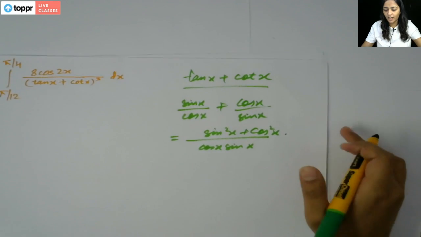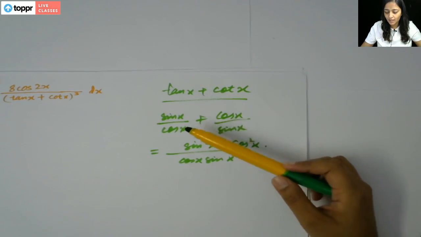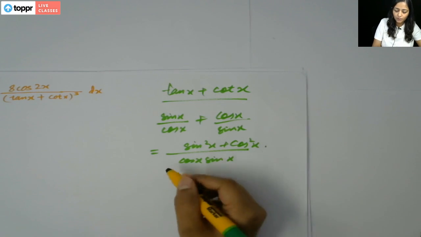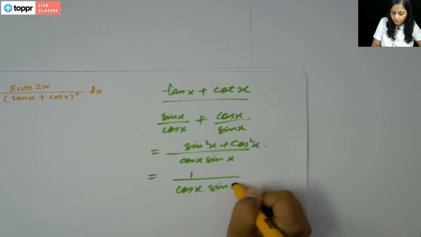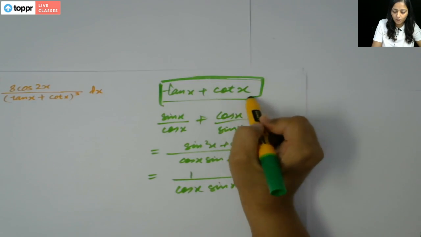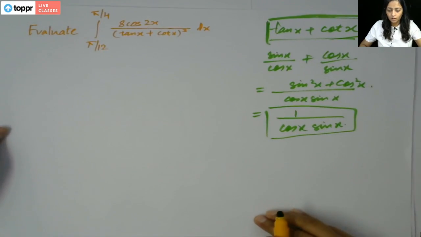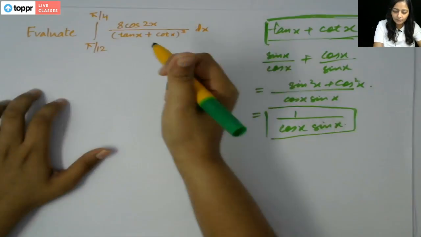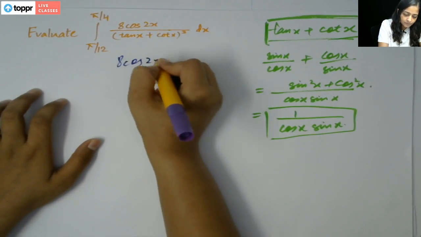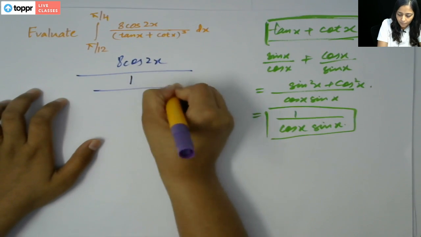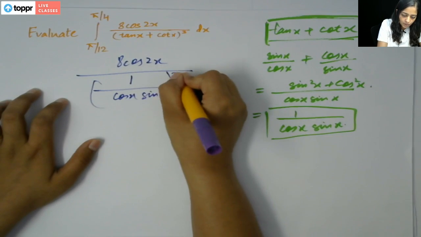So if you have tan x plus cot x, you write it as sin x by cos x plus cos x by sin x, and it becomes sin square x plus cos square x, it is 1 by cos x sin x. So in case of tan x plus cot x, we can replace it by 1 by cos x sin x. Now if we substitute it here, we'll get 8 cos 2x times 1 by cos x sin x whole cube.